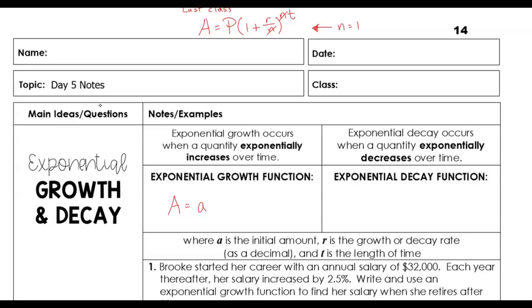The A is still the initial amount times 1 plus, now remember the n is now 1, so we just have an r, raised to the power of t. This is when we are just compounding once per year, yearly. And then the only difference for decay is that instead of adding 1 plus r, we subtract.